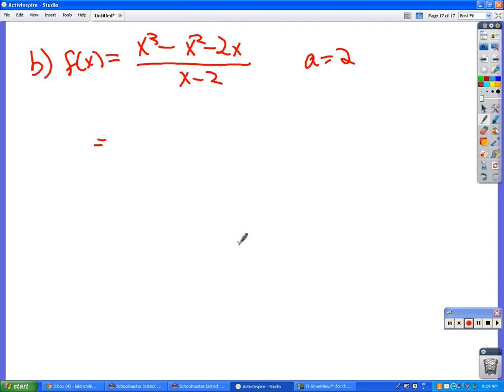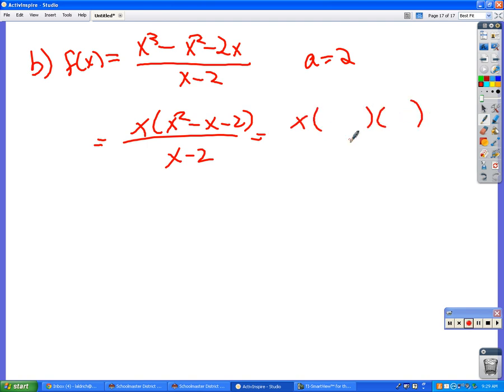What can I factor? Take an x out of every term. So that gives me that. Now what? Factor again. What does that factor into? X minus 2, x plus 1. And then these will cancel, right?